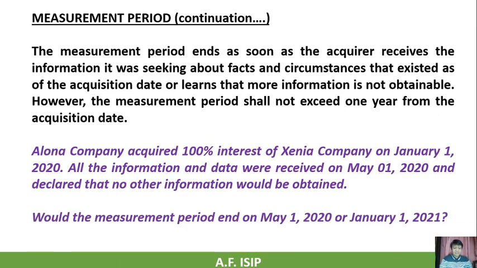So the question is, would the measurement period end on May 1, 2020 or January 1, 2021? What is May 1, 2020? That is the date wherein the acquirer obtained the needed information and data. What is January 1, 2021? That is the 1 year period, because the business combination happened on January 1, 2020. The measurement period may have an allowance of 1 year, until January 1, 2021.